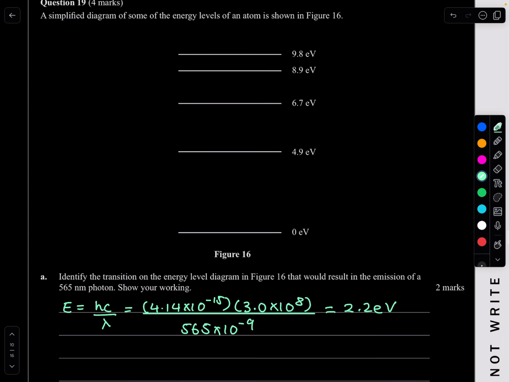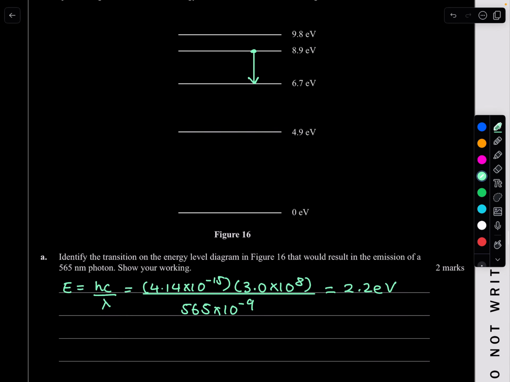So let's think about it. It's not going to be this one, 4.9 minus 0, nope. Is it going to be this one, 6.7 minus 4.9? Nope, that's going to release 1.8 electrovolts. What about this one here? 8.9 minus 6.7. Yes, that's 2.2 electrovolts. So going from here to here will release that 2.2 electrovolts of energy for a photon. Beautiful.